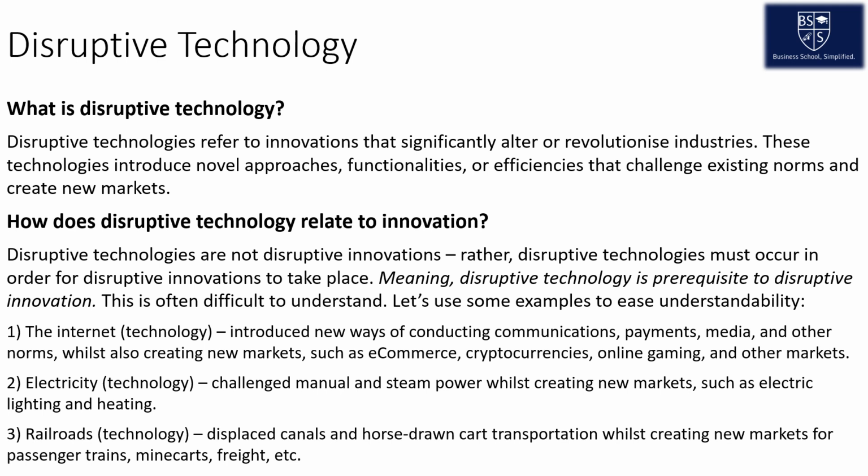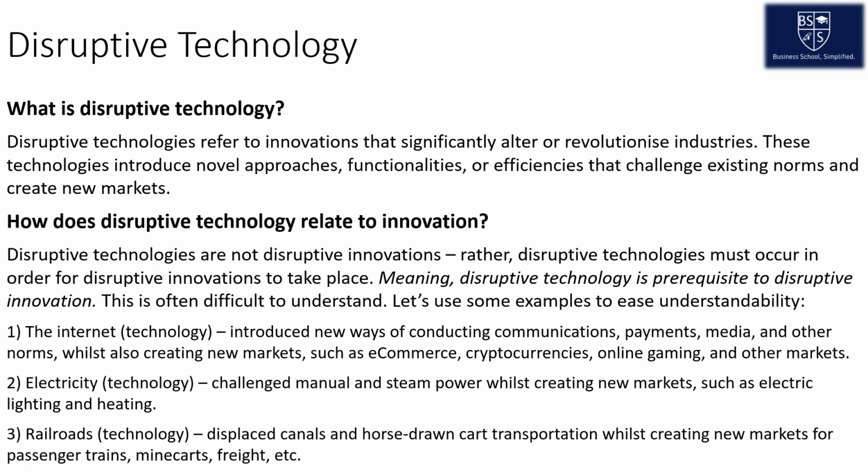Here are three examples below, purely because this concept of disruptive technology can often become confused with disruptive innovation, and I want all of you students out there to understand the difference between the two. So, number one, the internet. That is a disruptive technology. But the internet produced new ways of working, which in turn became disruptive innovations. For example, e-commerce, cryptocurrencies, and online gaming. These are all new markets and new innovations that came out of the technology we know as the internet.